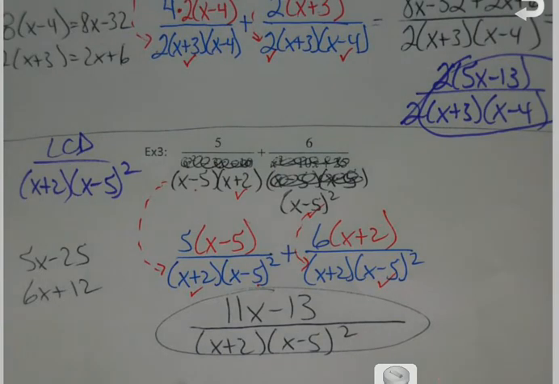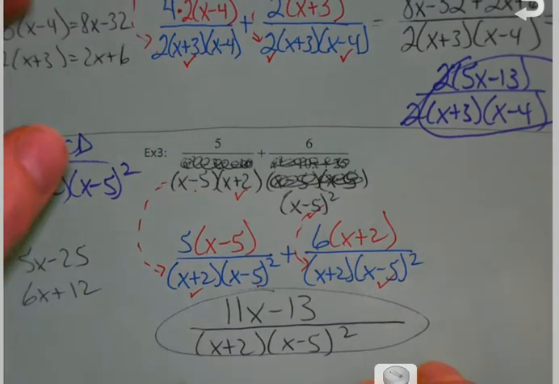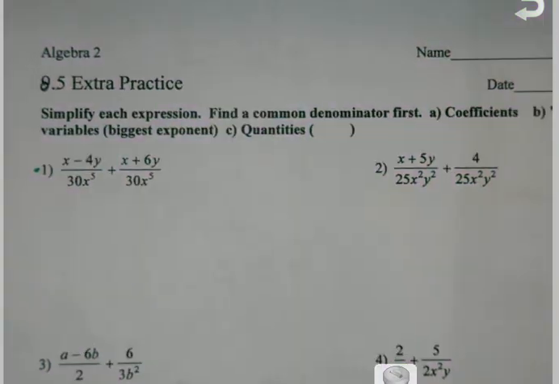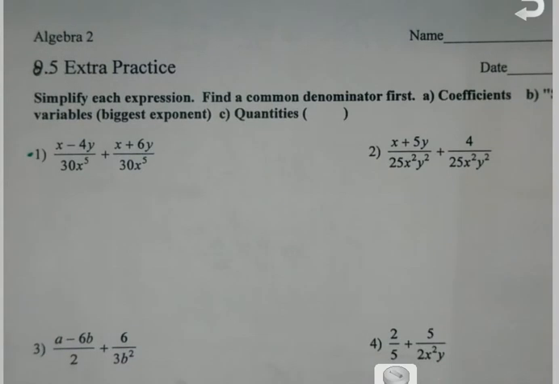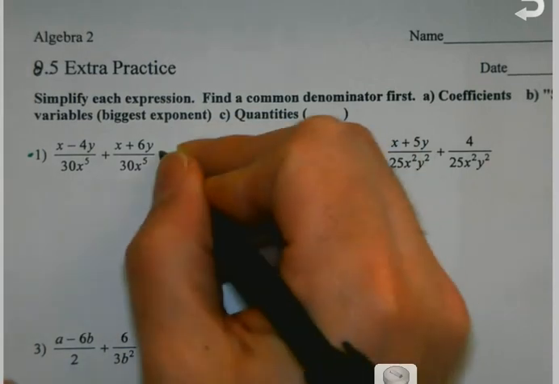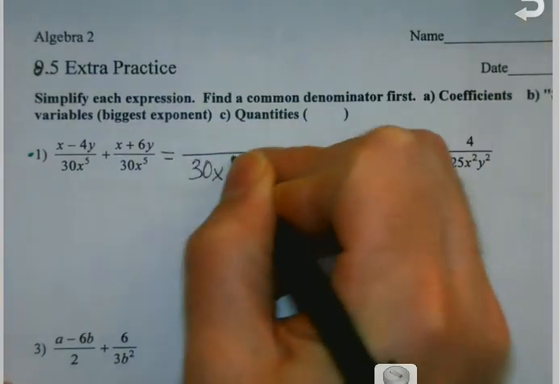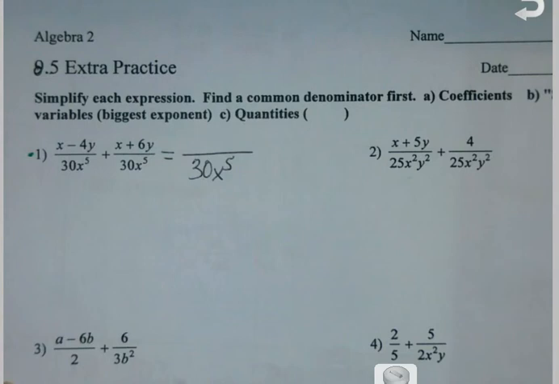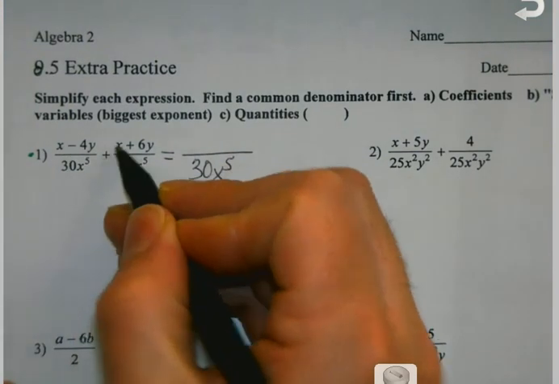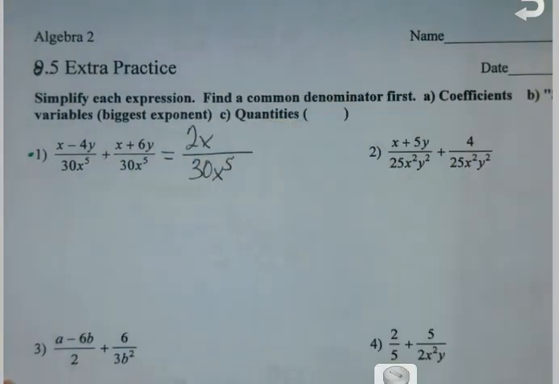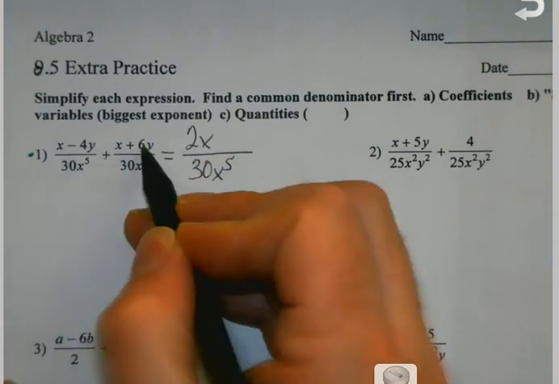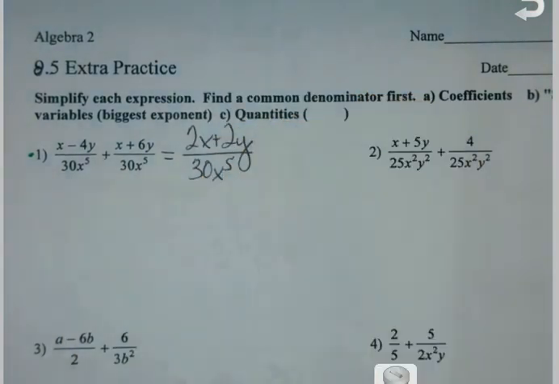So what I want to do to continue to help this, and to continue to give you more examples to see that you actually could do this, we're going to move this out of the way. And we're going to jump into the extra practice. And I've selected a few on here that we're going to take a peek at. Your reminder, your 3 steps are up above. Number 1, we're going to start easy. Why is it easy? Because there's a common denominator already. Like that. So 30x to the 5th, I'm going to leave that alone. Now I'm just going to combine like terms. X plus x, not times x plus x is 2x. Negative 4y plus 6y is 2y.